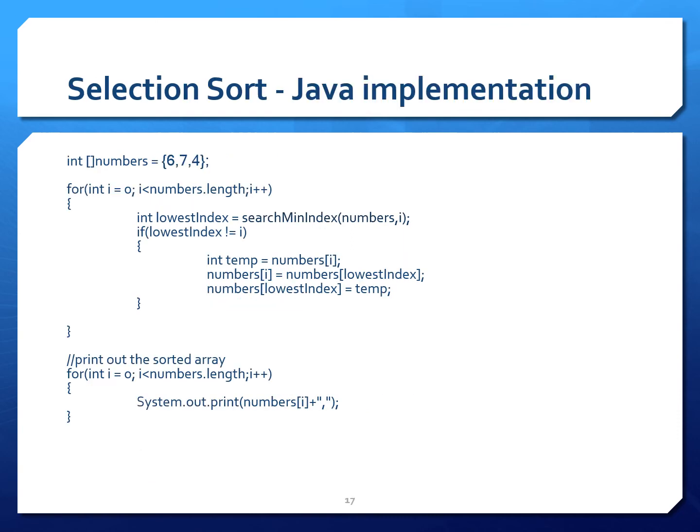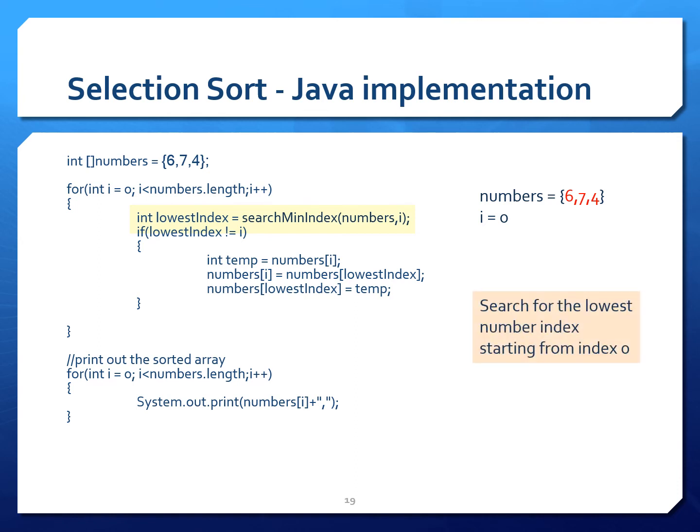Now, let's walk through the selection sort code. First, we have an integer array 6, 7 and 4 for sorting. Next we have a for loop with a loop counter I. I will count from 0 to 2. Next, we pass the number array and I to the searchMinimumIndex method.